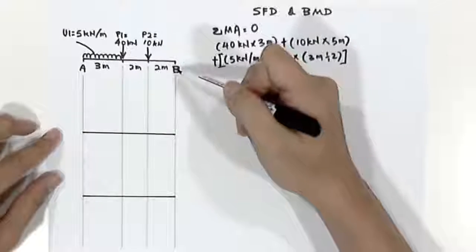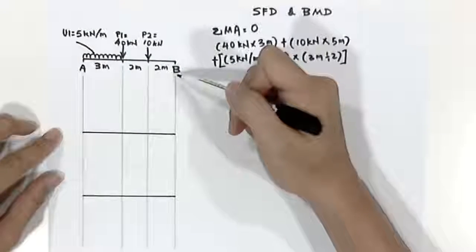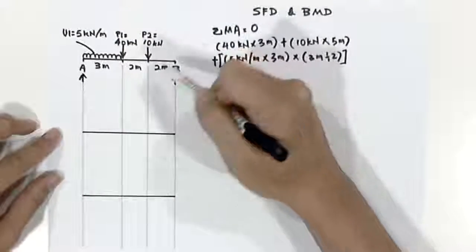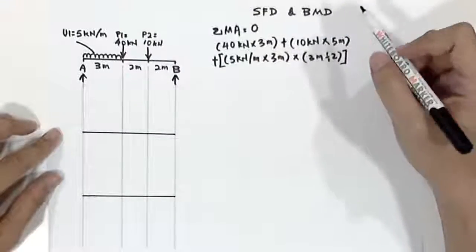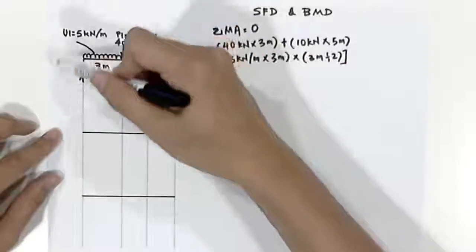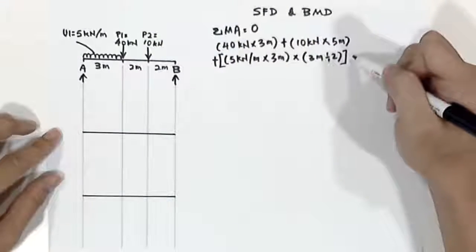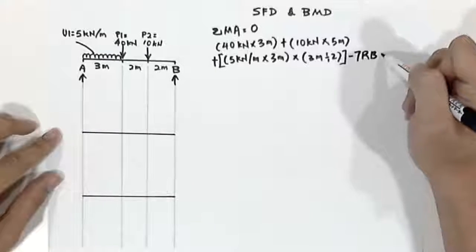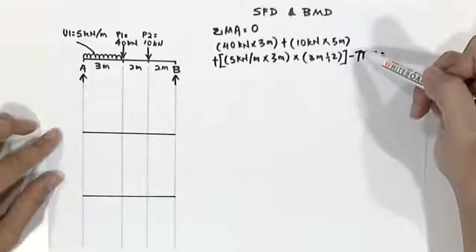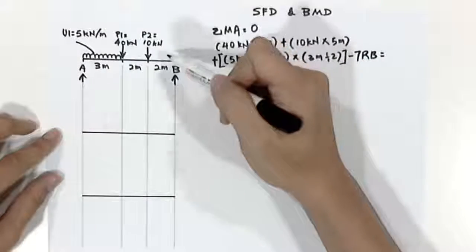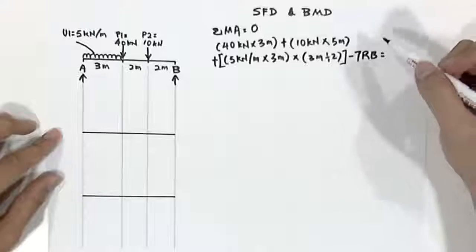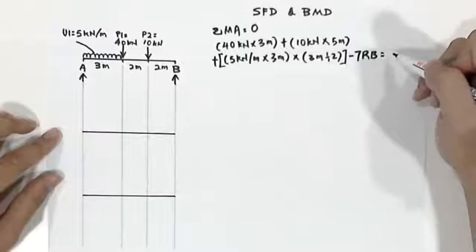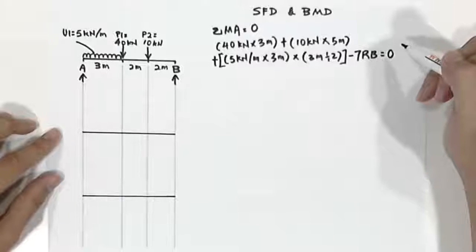And the last one will be the reaction force, RB. So we know that to counter all the load, we'll have RA and RB. So RB will be an anti-clockwise force, therefore it is a negative force. Again, we have to times with 7 meter, which is the distance from point A. Again, following the formula, the whole equation will equal to 0.